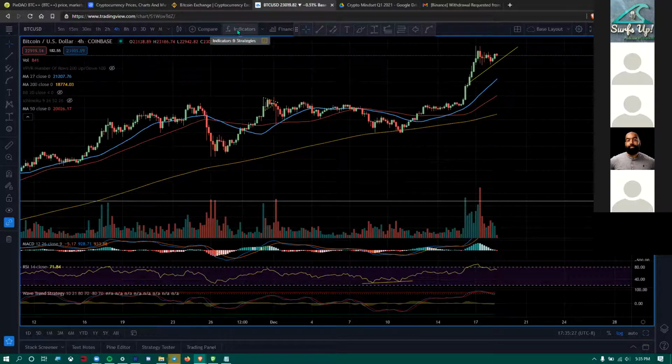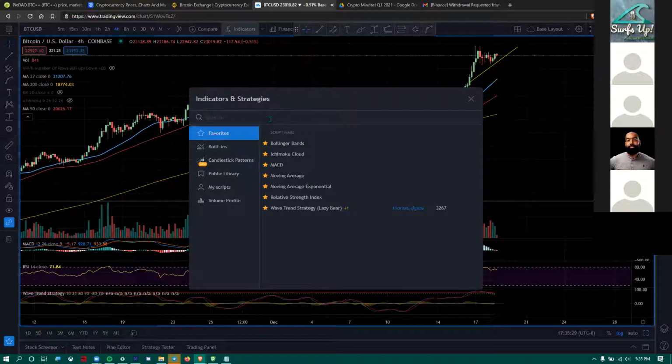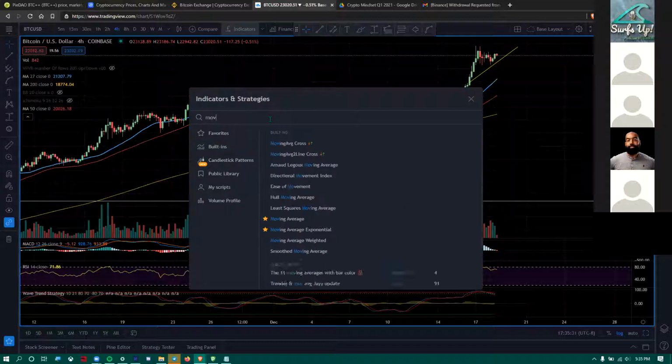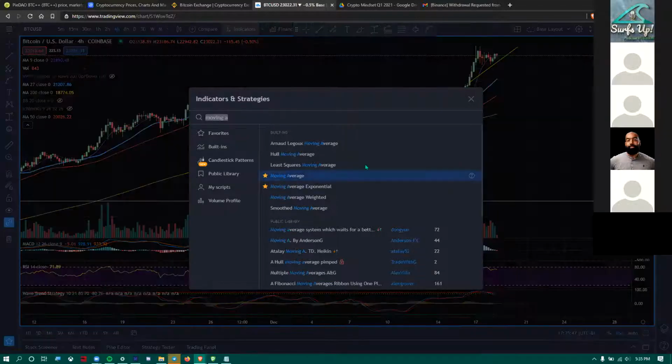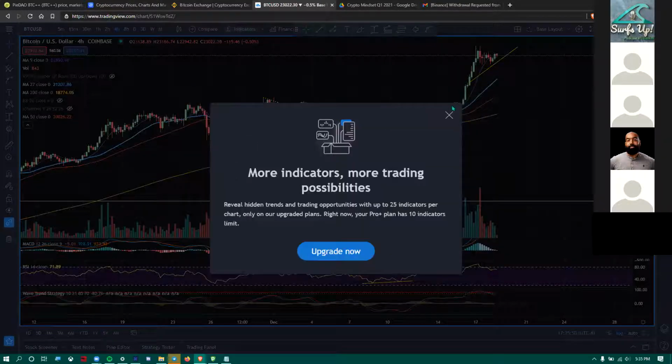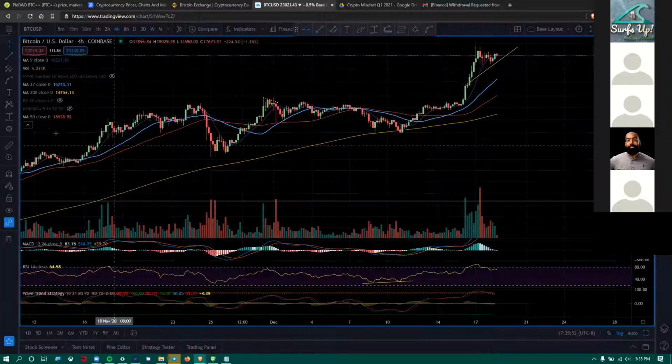But what you're going to want to do is go to indicators and type in moving average. Just regular moving average. And you're going to want to click on it three times. One, two, oh, I can't click on it anymore. But you're going to want to click on it three times.